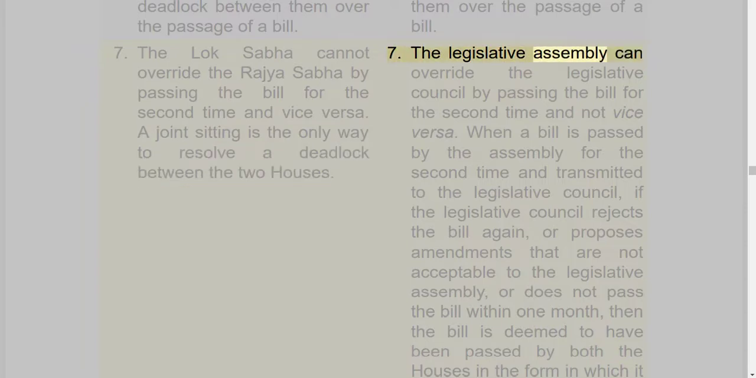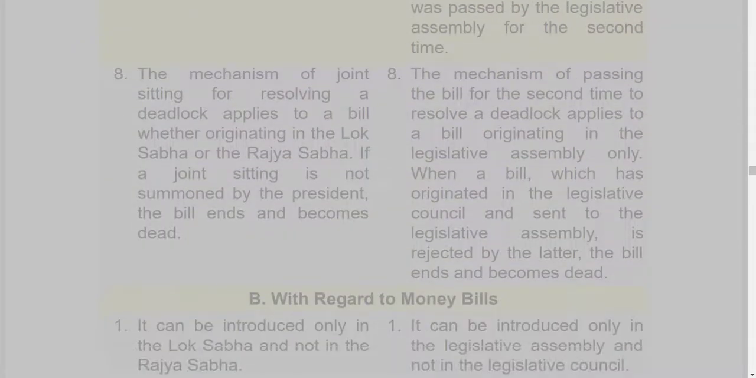7. The Legislative Assembly can override the Legislative Council by passing the bill for the second time, and not vice versa. When a bill is passed by the Assembly for the second time, and transmitted to the Legislative Council, if the Legislative Council rejects the bill again, or proposes amendments that are not acceptable to the Legislative Assembly, or does not pass the bill within 1 month, then the bill is deemed to have been passed by both the houses in the form in which it was passed by the Legislative Assembly for the second time.